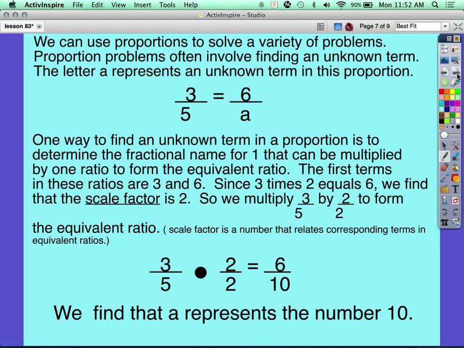And so here again, the scale factor is a number that relates corresponding terms to equivalent ratio. What are we multiplying by? So we have 3 times 2 is 6. We find that 5 times 2 is 10. Therefore, this A is going to equal 10. So our answer would just be 10. It's not 6/10. All I want is what A is equal to.